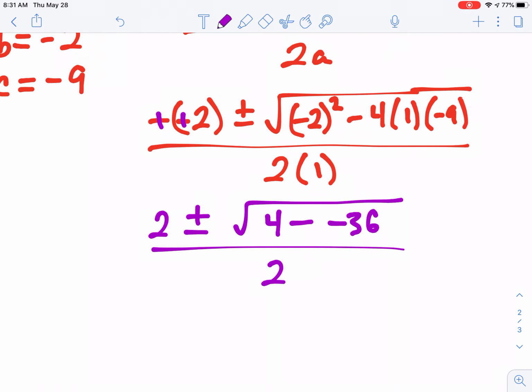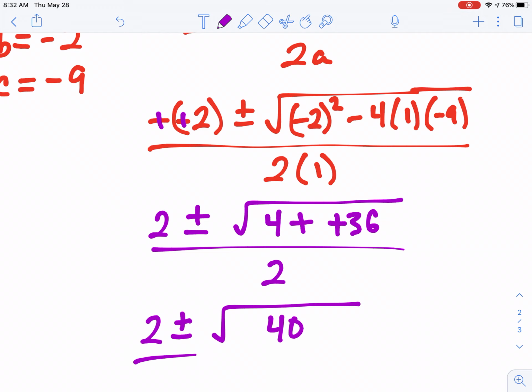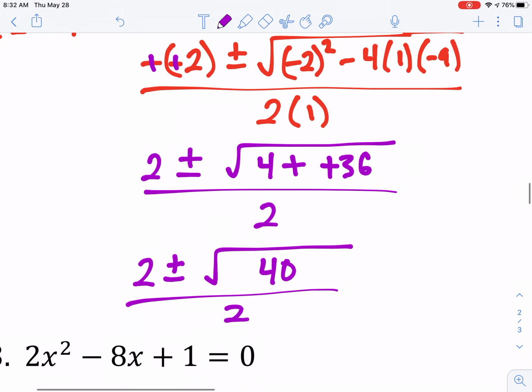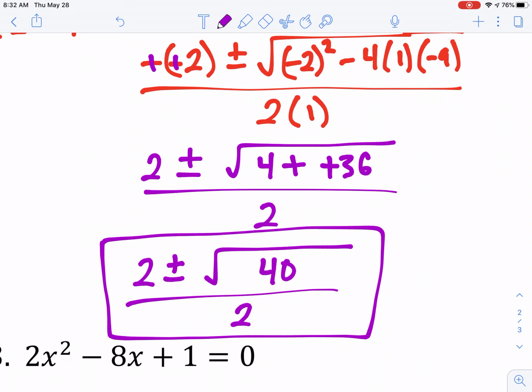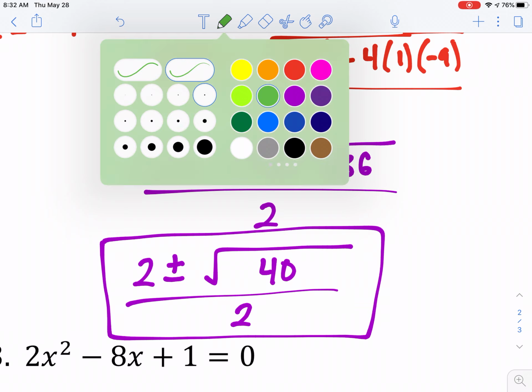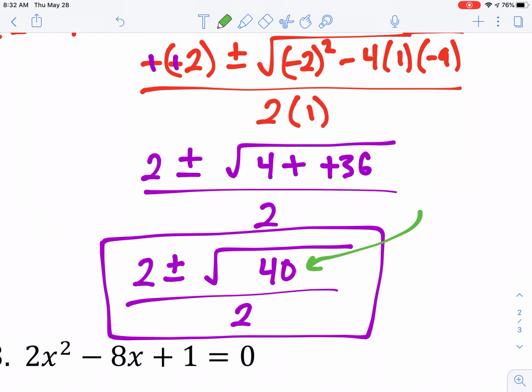Now under the radical, we have 4 minus negative 36, which you could always use your calculator for, obviously. Minus minus becomes plus plus. So you get square root of 40 over 2. Now, the number under the radical, if it's a perfect square, you could keep simplifying. If it's not a perfect square, you just leave it like this. This is your final answer, because square root of 40 is not square rootable. If you can't simplify that anymore, you just leave it.